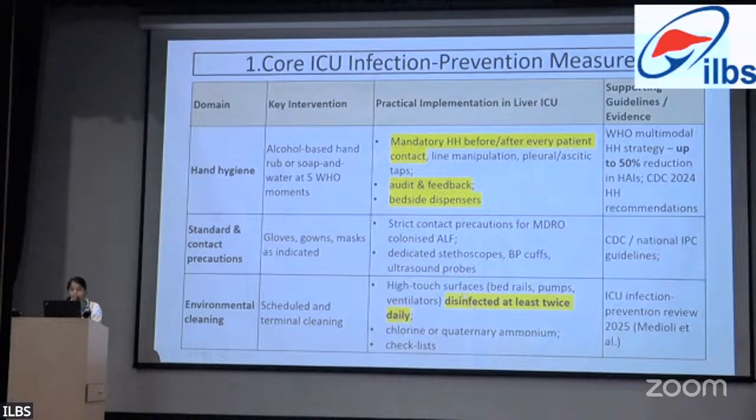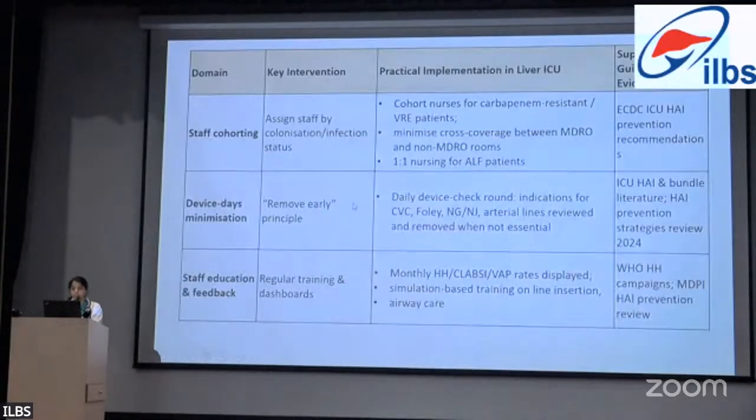Environmental cleaning and disinfection needs to be done at least twice daily, and the checklists need to be revisited again and again, to see whether up-to-date disinfections are being done or not. Staff cohorting: this assigns staff by colonization or infection status. We should cohort nurses for carbapenem-resistant or VRE patients, and minimize cross coverage between MDRO and non-MDRO rooms. 1:1 nursing should be provided for ALF patients.